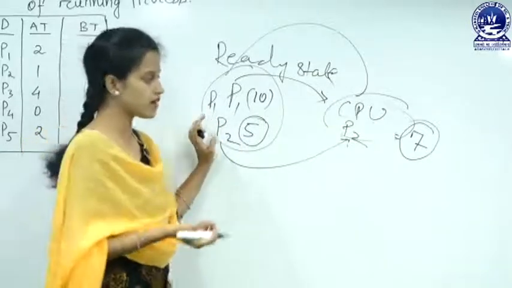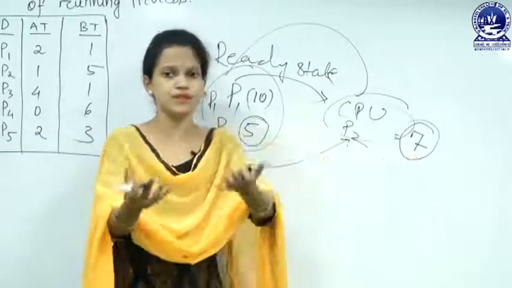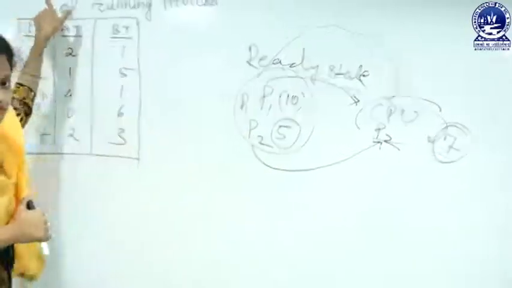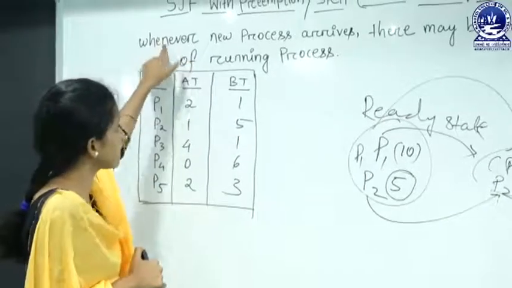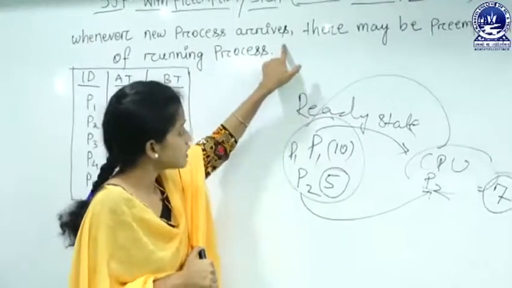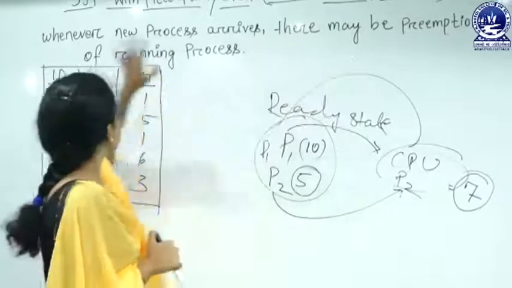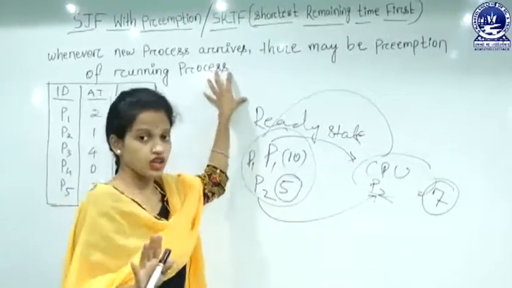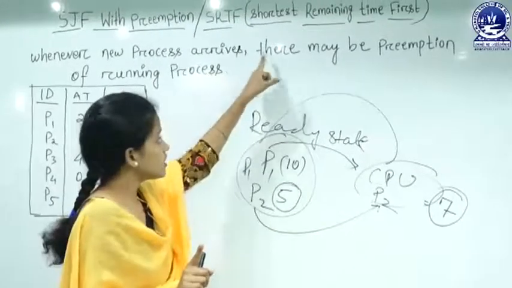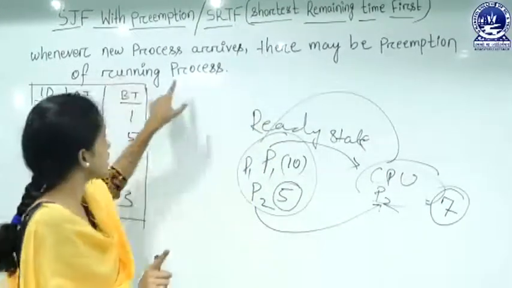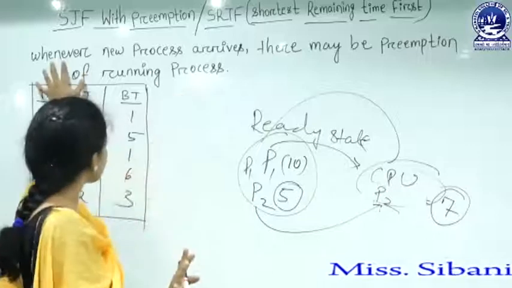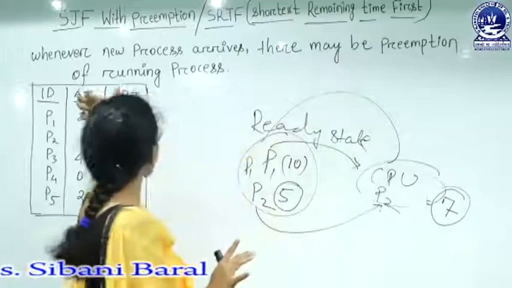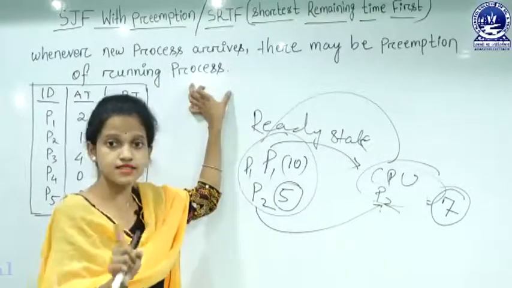So, it will require the remaining 7 milliseconds to complete its executions. Okay. So, here look at this. It says that whenever a new process arrives, there may be preemption of the running process. See, you cannot say that there will be preemption of the running process. You cannot say that whenever a new process arrives, there will be preemption of the running process. See, that is not true.